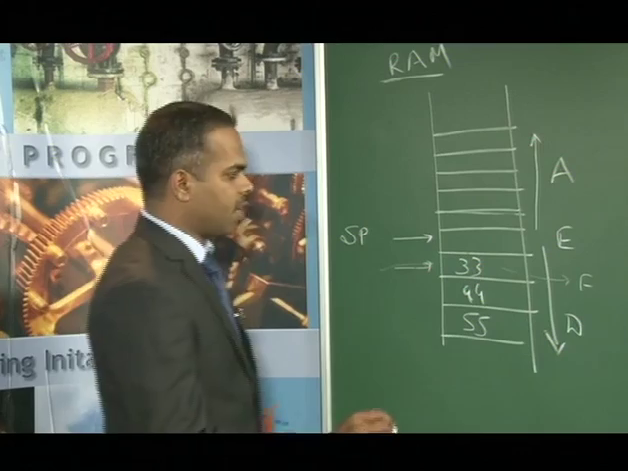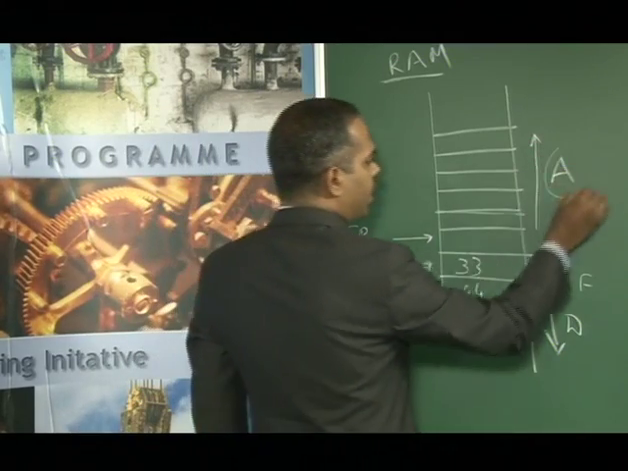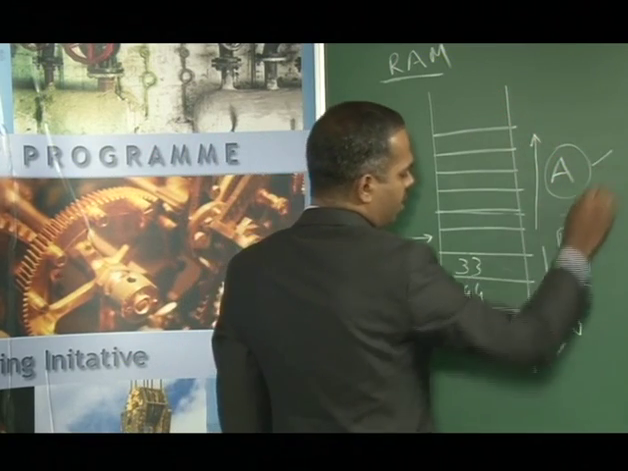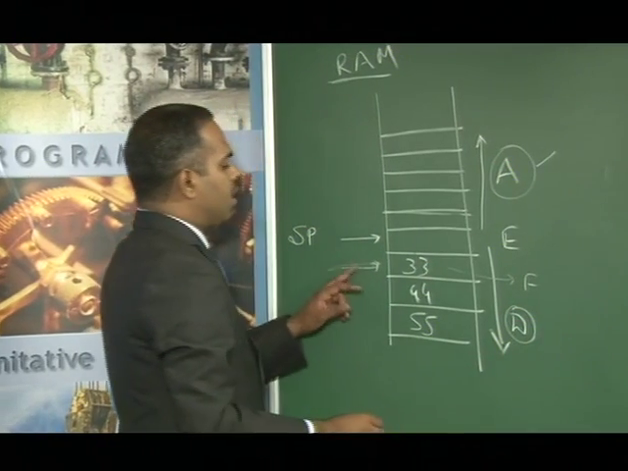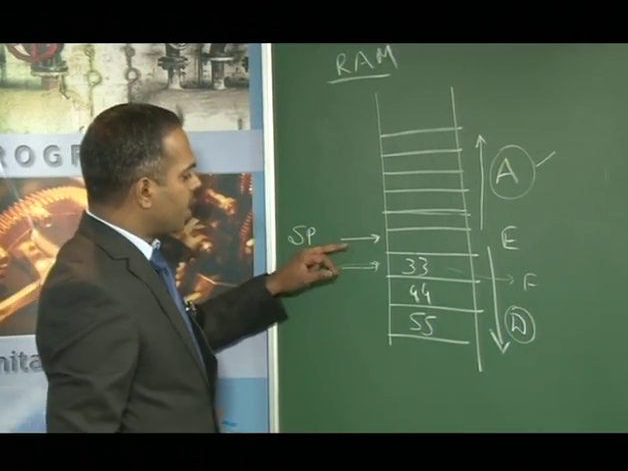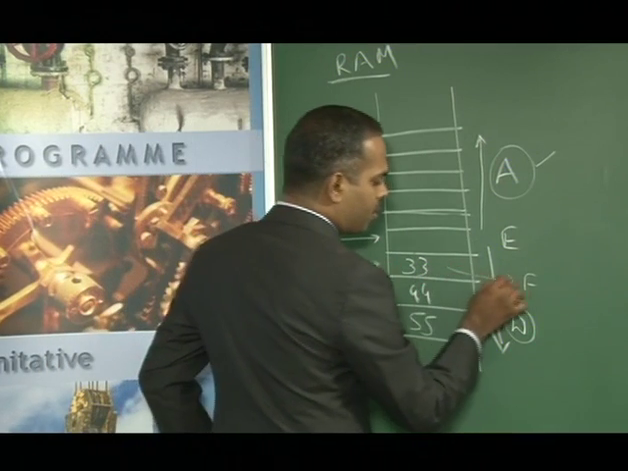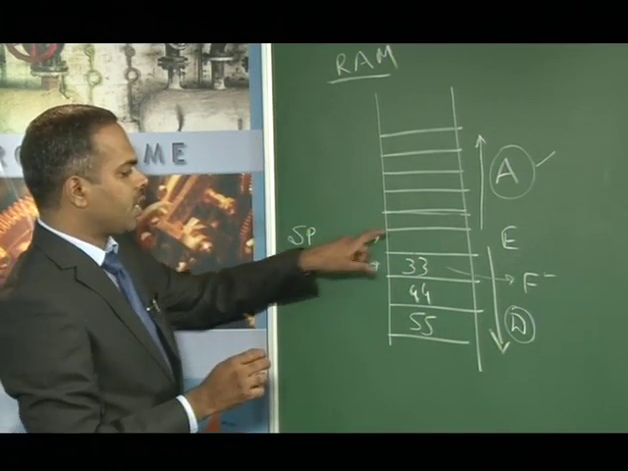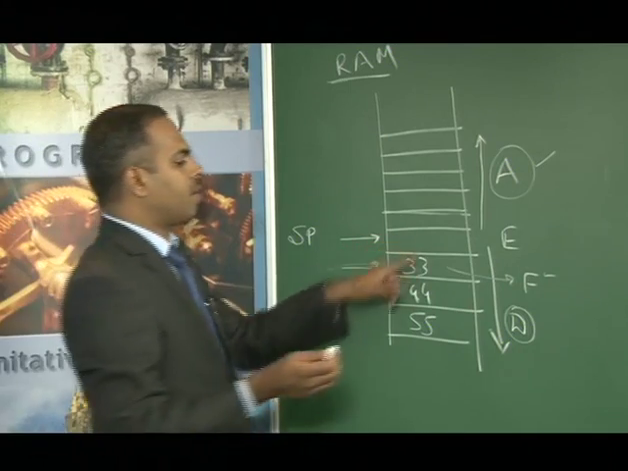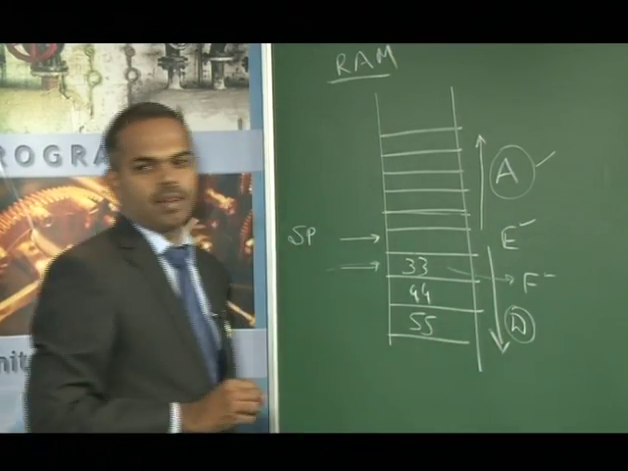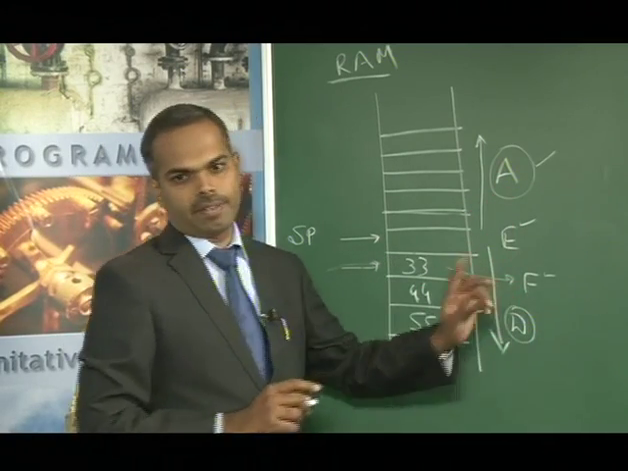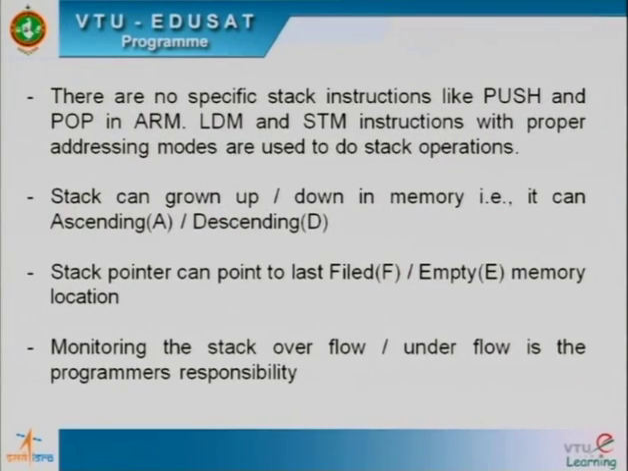Please remember this. There are 4 things to remember. The stack can grow up or go down. When it grows up, we say ascending. When it grows down, we say descending. And we can make the stack pointer point to the last filled memory location, which we indicate by F, or to the last empty memory location, which we indicate by E. These are the 4 things you have to remember: A, D, E, F. With these combinations, we will see what addressing modes are formed in the next slide.